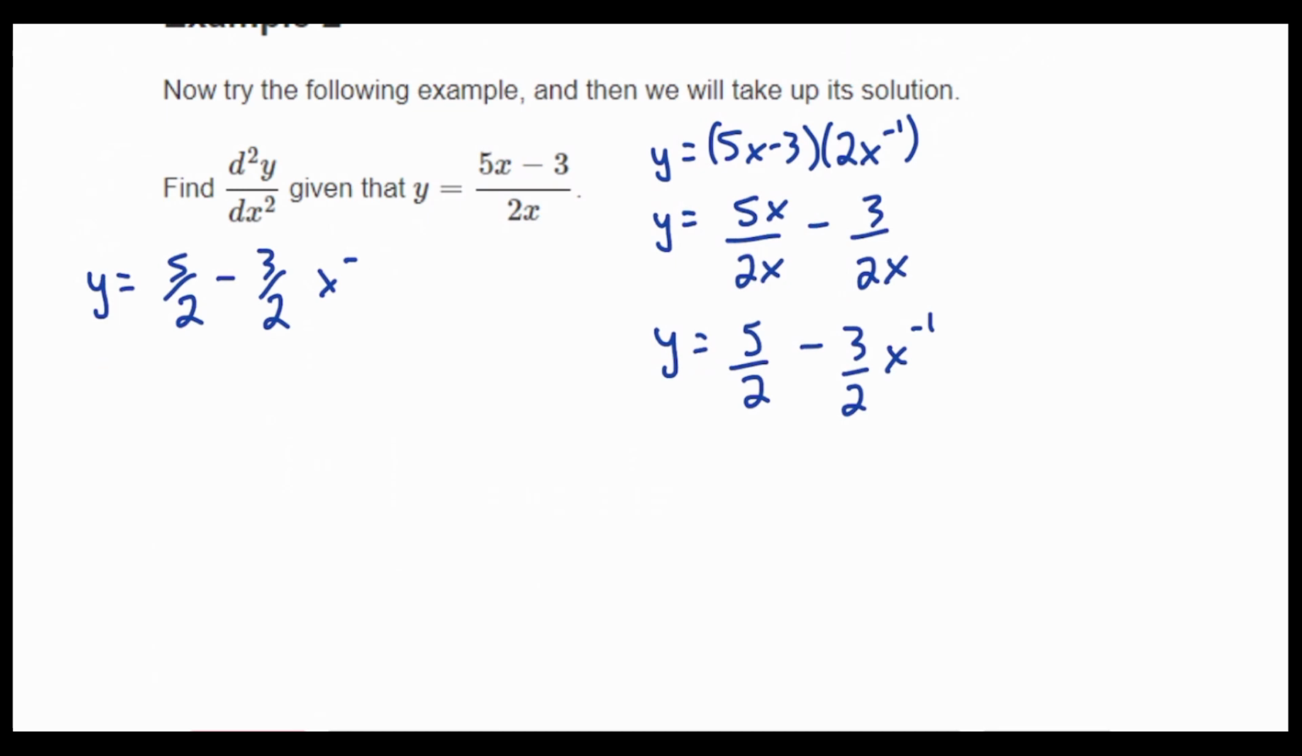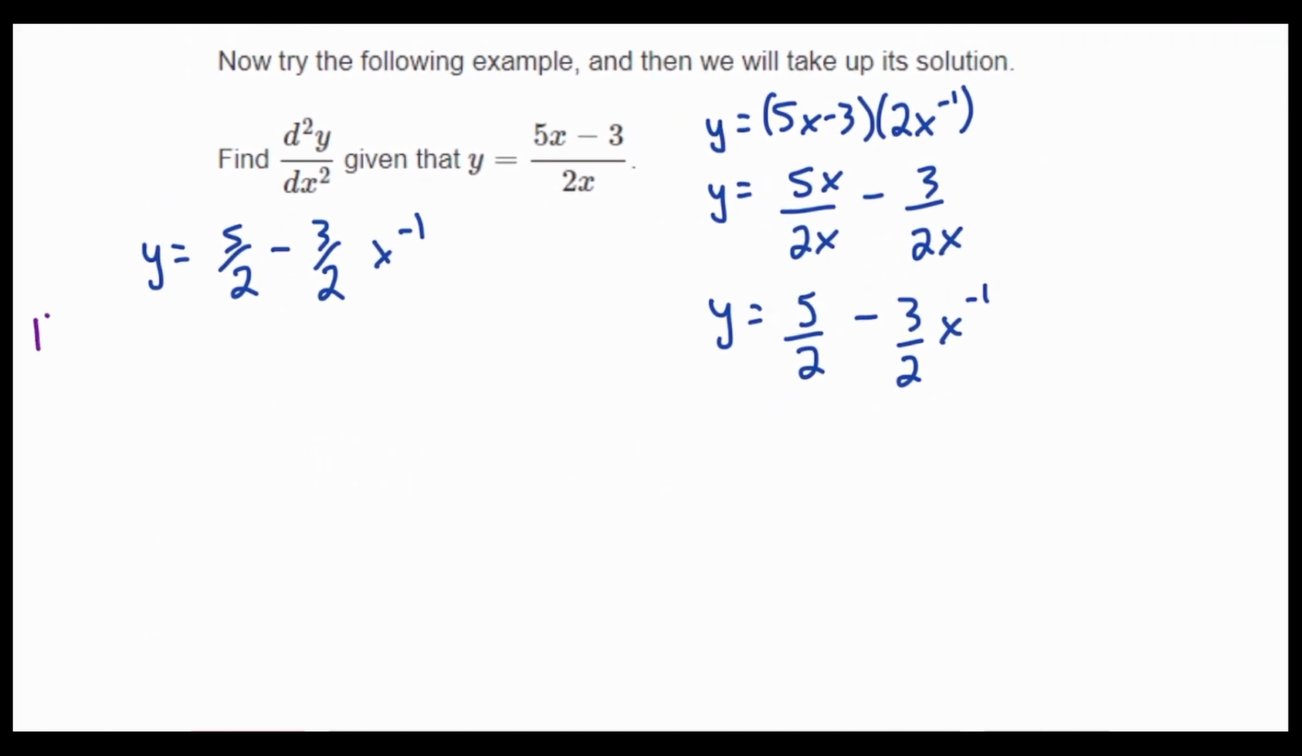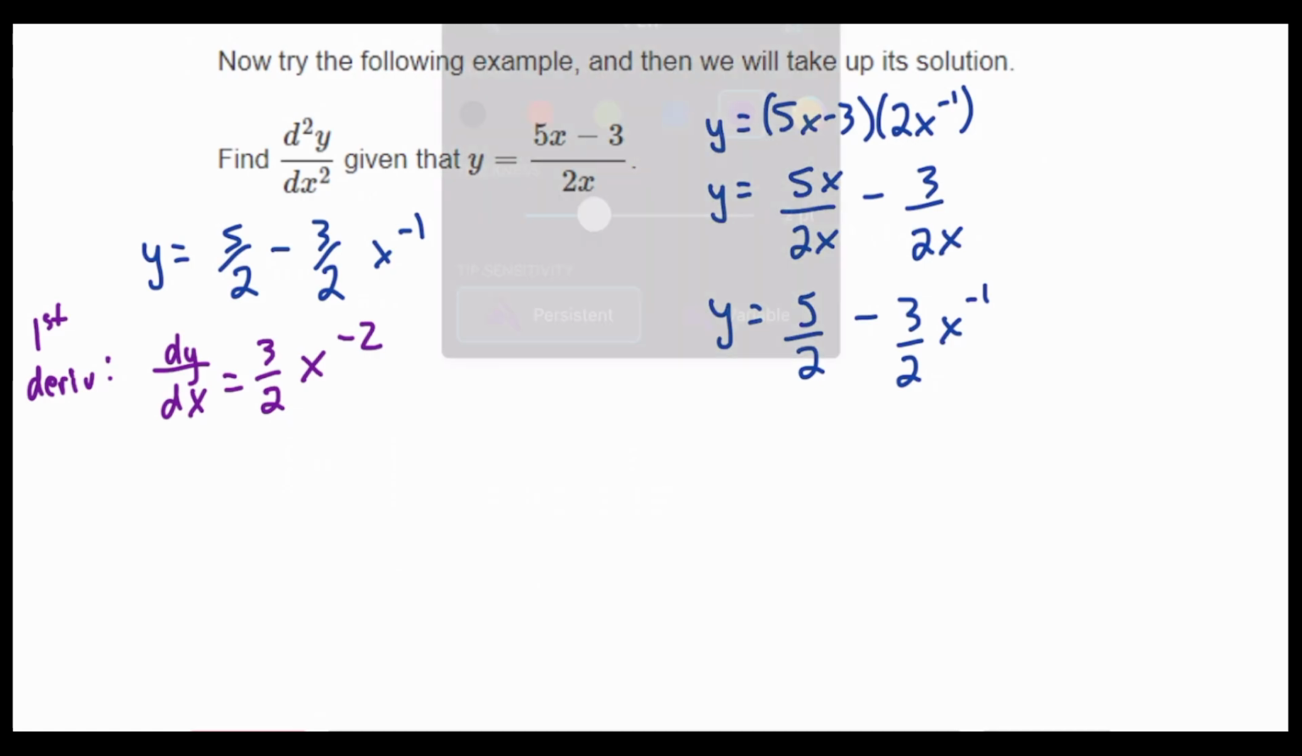Actually, I should use the Leibniz notation that they are using in the question here. So let's label first derivative, and we are going to have dy dx equals, so the derivative of a constant is 0, so that's going to go away. We're going to multiply our exponent by our coefficient, so negative 3 over 2 times negative 1 is positive 3 over 2, so 3 over 2. And subtract 1 from our exponent, so x to the power of negative 2.